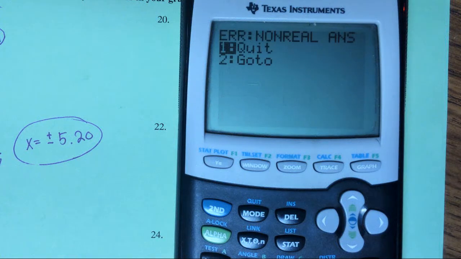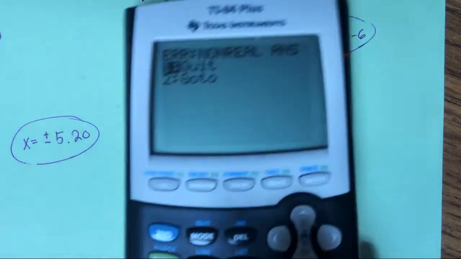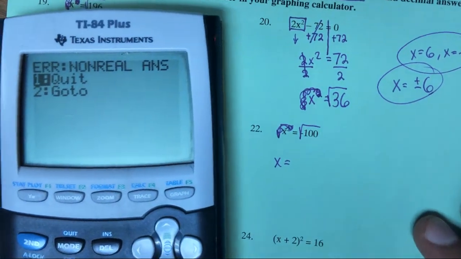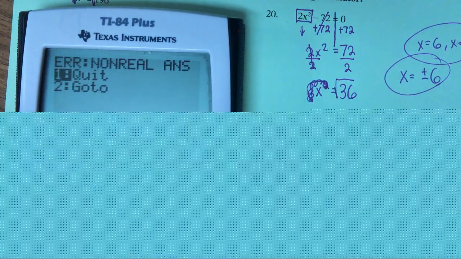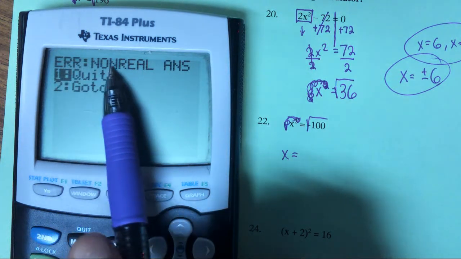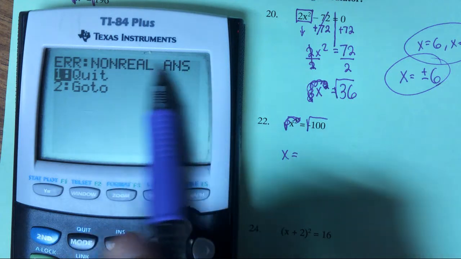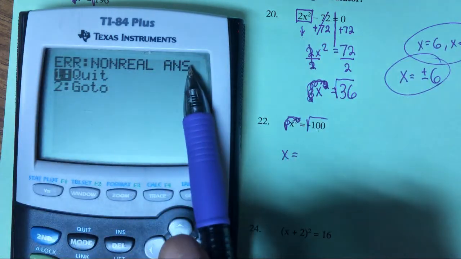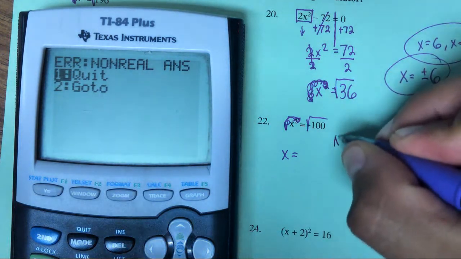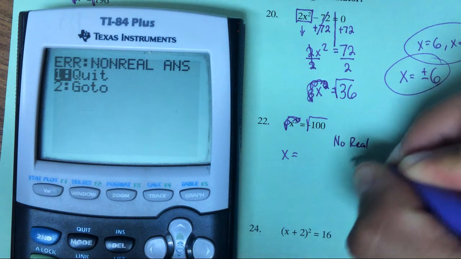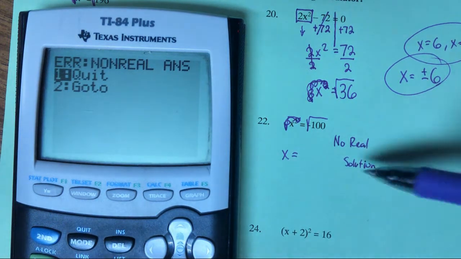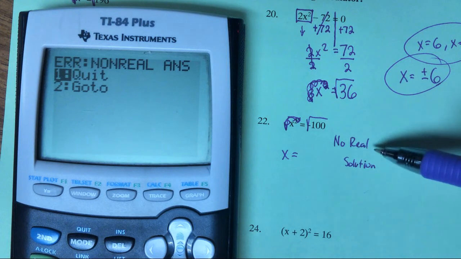Alright, now here is where a lot of us have trouble. So I just typed this in and I got an error message. A lot of the times when we get error messages, we start to freak out. I always tell my students, don't freak out. Read your error message. Read what this thing here says. So that says no real answers. So our solution here is no real solution. So we have no real solution when it comes to equations like this.